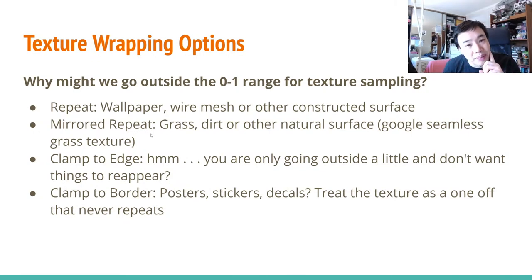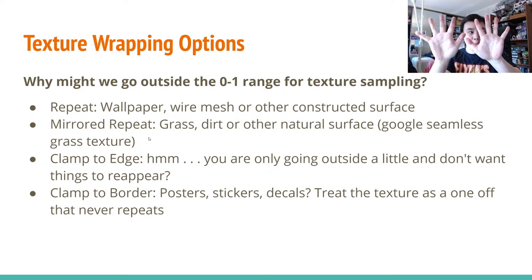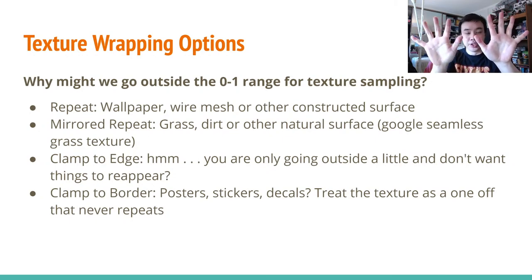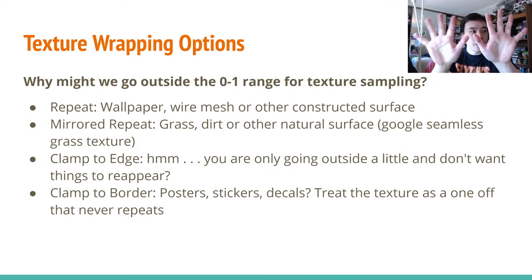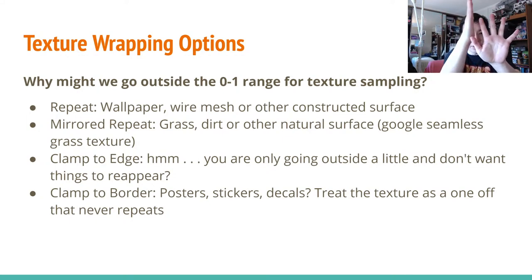Mirrored repeat does something different. So mirrored repeat means that with two parts of the texture, I sample 0 to 1 here, and I sample like 1 to 2 here. For example, that's in the x coordinate of the texture. What I want is for these two next to each other to not have a clear line between them.